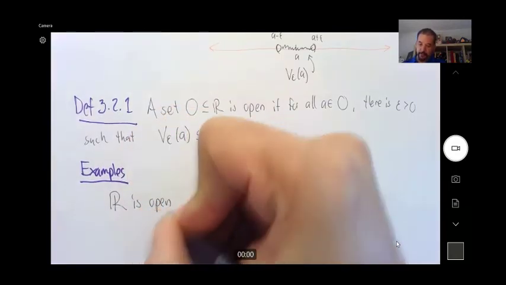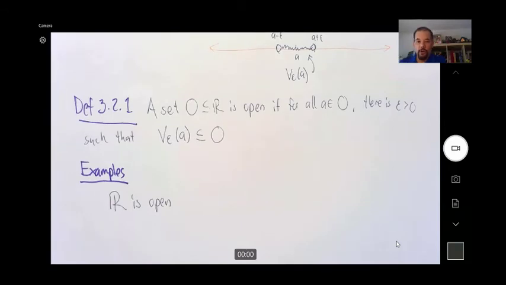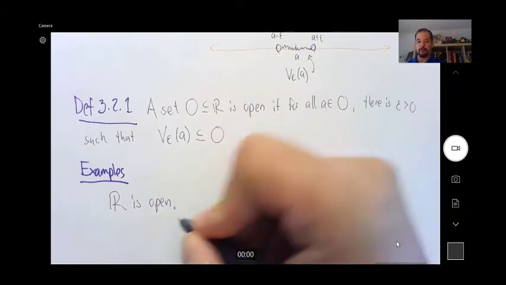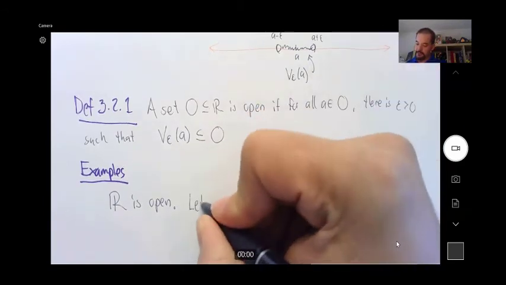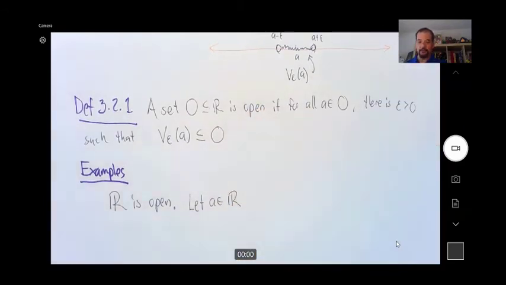This guy is open. Let's prove it. Let's say that your professor is very mean and he asks, okay, prove it. How do you know the real numbers is open? Well, not to worry. We pick a point. So let A be an arbitrary point in the real numbers. And what I need to show is that there is a neighborhood where the neighborhood is inside the real numbers.